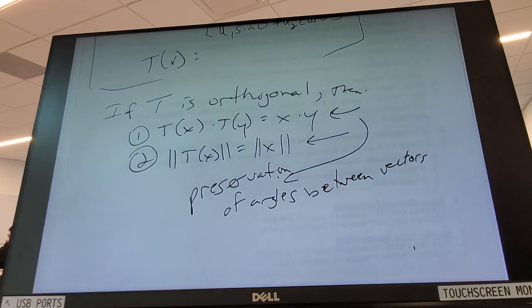Okay. That is, if T is orthogonal. It does not have to be that matrix we looked at. That is one example of an orthogonal transformation. It's got a matrix that's orthogonal. That's at the heart of its definition.